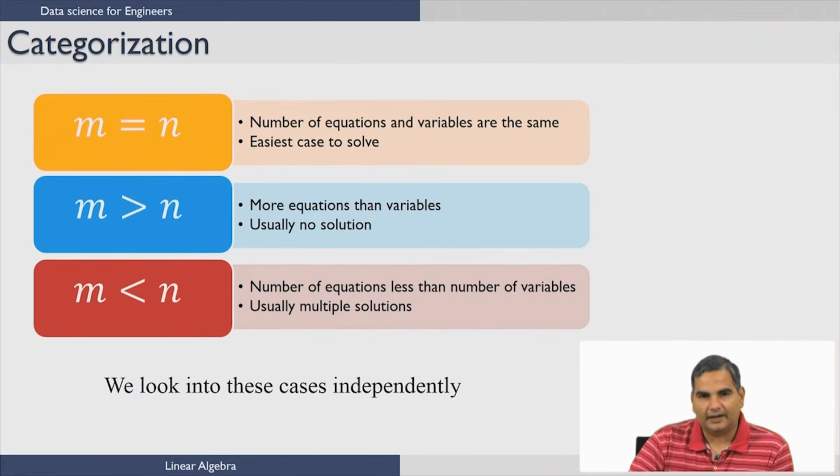When m is less than n, the number of equations are less than the number of variables. What this basically means is that we have a lot more variables than necessary to solve the given set of equations. So, in a general case, this will usually lead to multiple solutions. So, the first case is the easiest to solve, the second case does not usually have a solution, and the third case has multiple solutions. What we are going to do is look into these cases independently and then combine all of them using the concept of pseudo inverse.